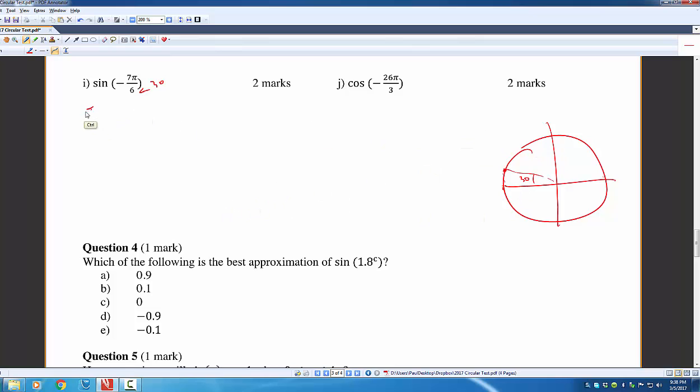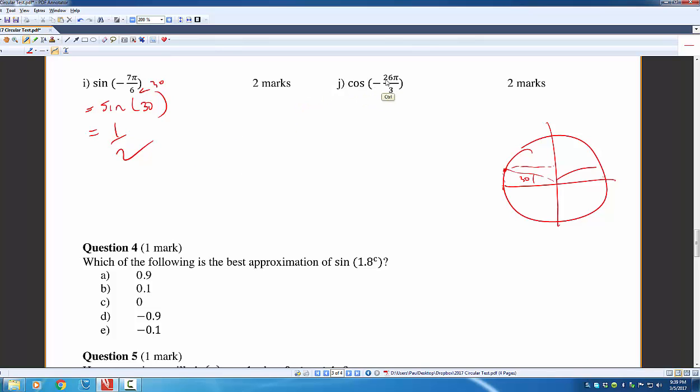Now think about sine here. It's going to be positive, so let's just grab the sine of 30 and we get this one. So this will be a half, because the sine of 30 according to the triangle identities is a half.